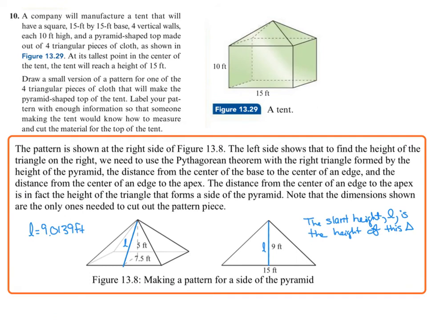So if I look at what the triangle looks like for the pattern, I am going to have 4 of these to make the roof of my tent. And that slant height that was here, the 9.0139 feet, is the height of this triangle. So I'd have 4 triangles with a base of 15 and a height of 9.0139 feet. That would be the pattern that I'd have to cut out. So I'd have to cut out 4 of those.